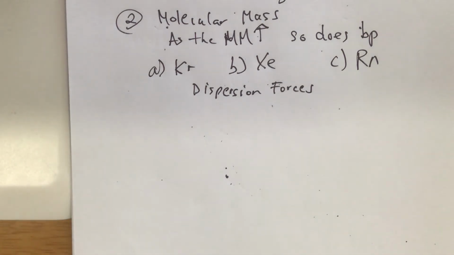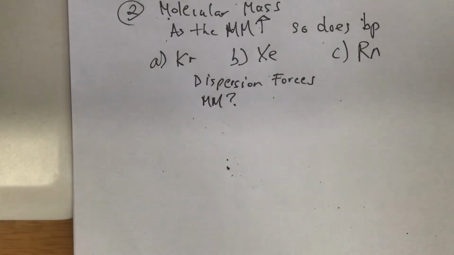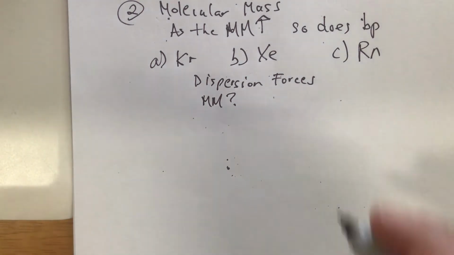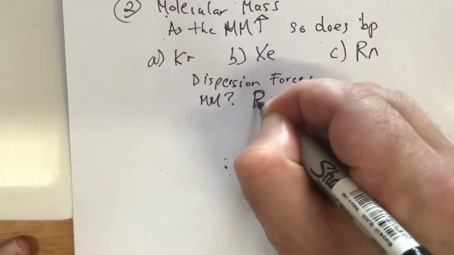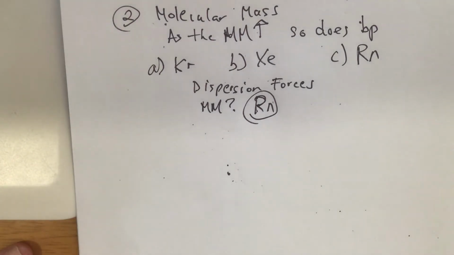Again, they're called noble gases. So already we expect these things to have a very low boiling point, but we want to know which one has the highest one comparatively. Okay? So since they all have dispersion forces, the only way we can tell them apart will be which one has the highest molecular mass. And the one with the larger molecular mass should have the higher boiling point. So the one with the highest molecular mass there is radon, Rn. So this should be our answer just based on molecular mass.